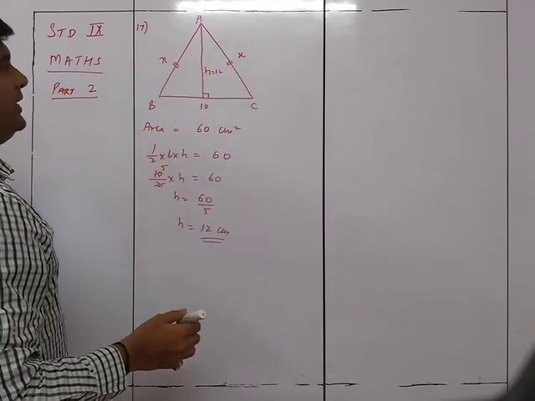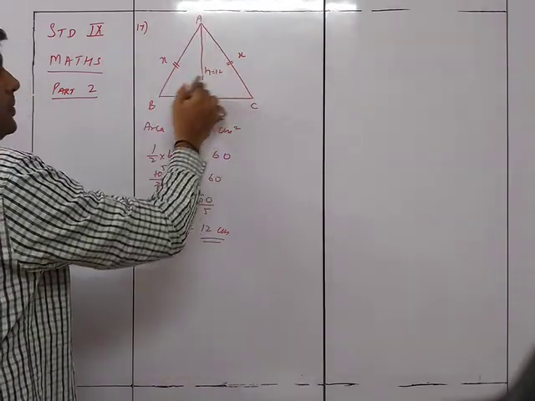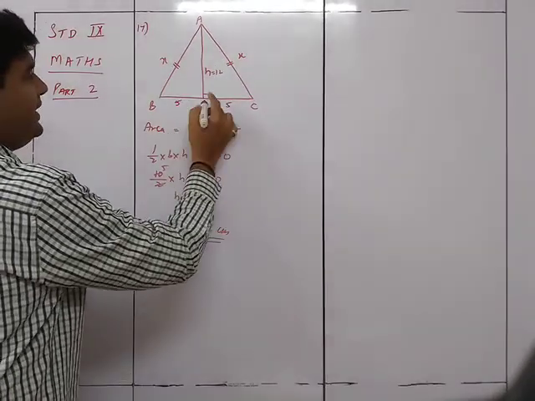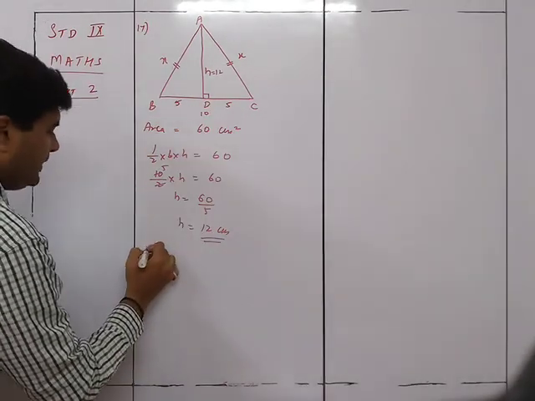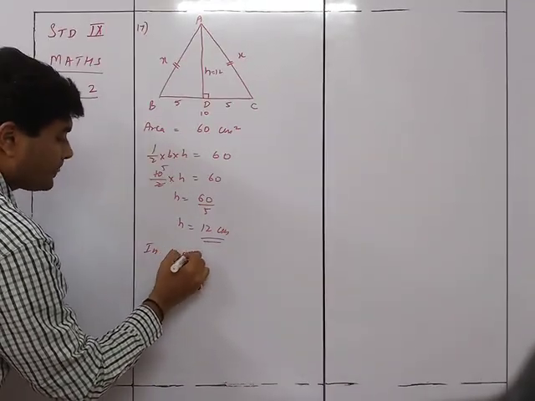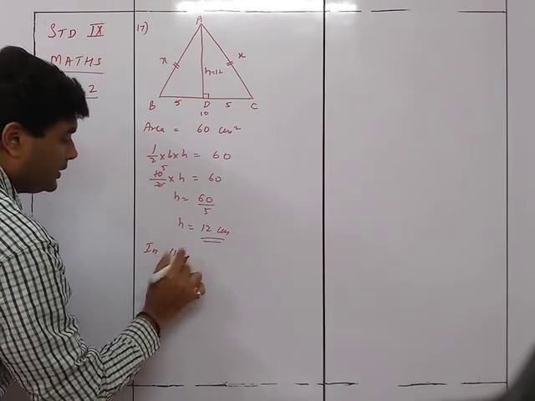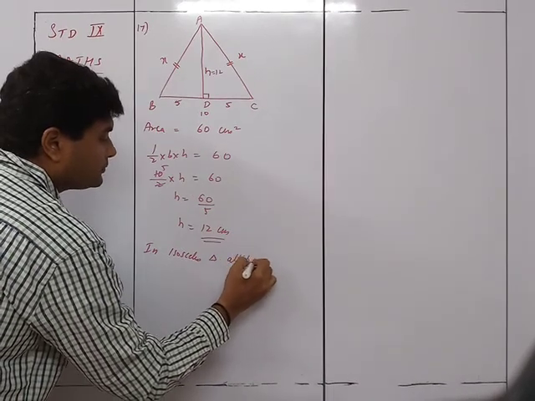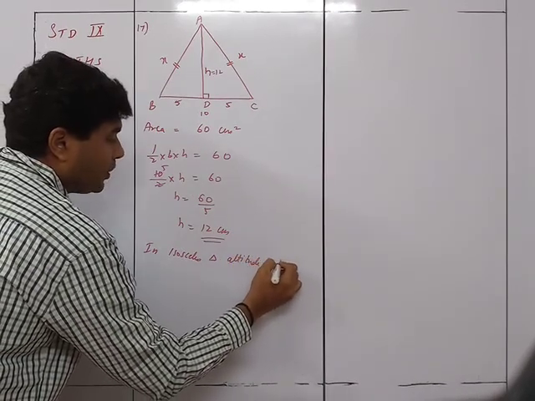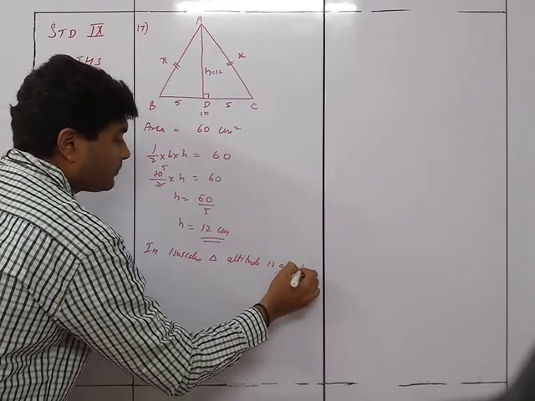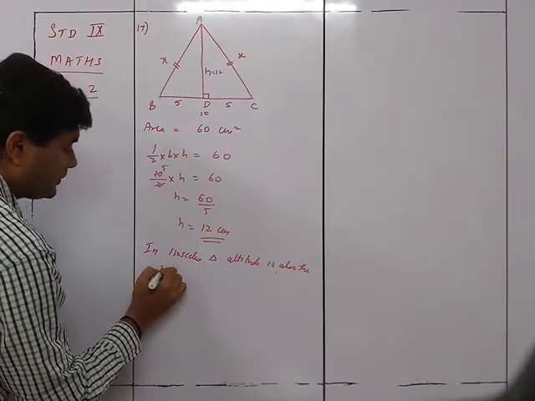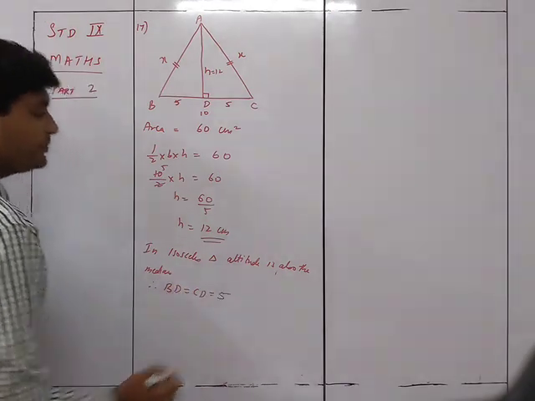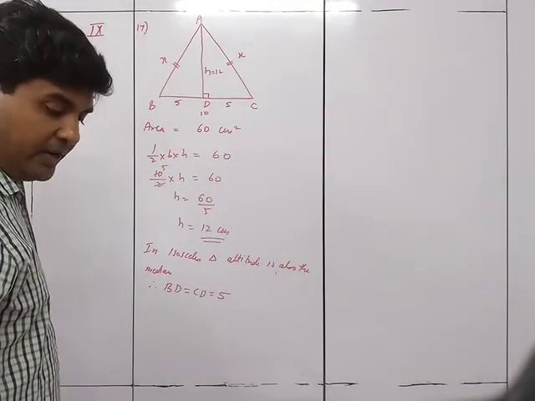Now we always know that in an isosceles triangle, this is going to be the perpendicular bisector. So this will be 5 and this will be 5. If we take a point D over here, then we know that in an isosceles triangle, the altitude is also the median. Therefore, BD is equal to CD is equal to 5. We need to find the value of X.